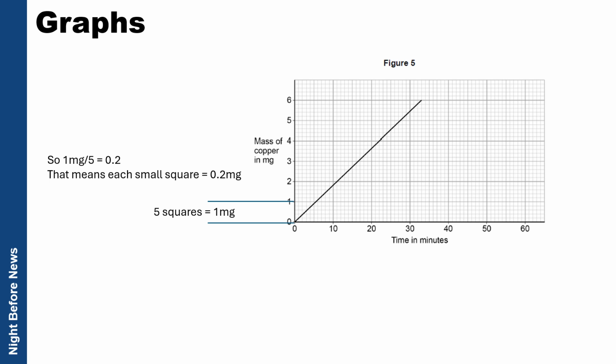They also will ask you to calculate rates. Now, a rate is the production or use of something in a given amount of time. So here they could ask you, for example, to work out the rate of this reaction, and you would have to go along and see how much copper was produced in a given amount of time, and then you would do the amount of copper divided by the time taken, and that would give you milligrams per minute in this instance.